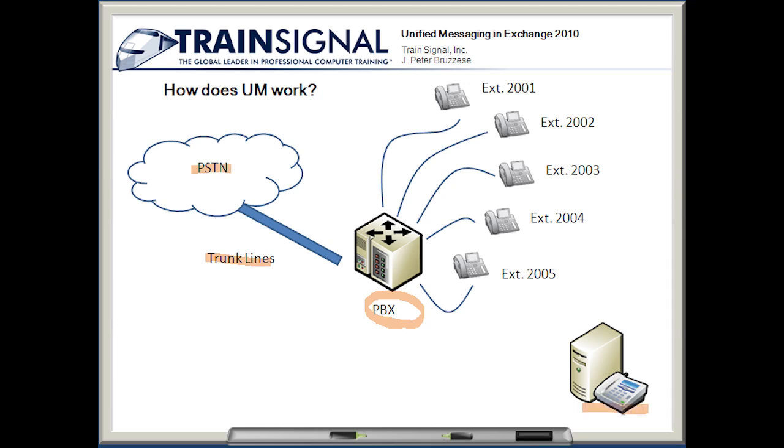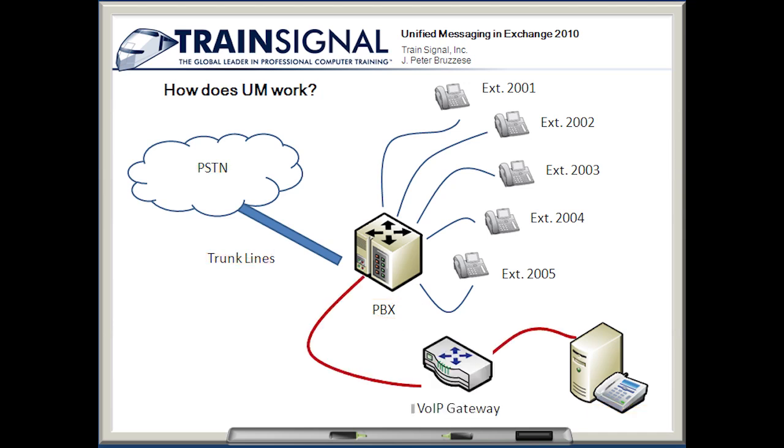Now, as far as getting your unified messaging server connected into the mix, you're going to need a way to connect into this PBX or to connect to the trunk lines themselves. So one possibility is to implement a voice over IP gateway. What this will do is it will integrate with your PBX. It will be the go-between between your unified messaging server and the PBX.